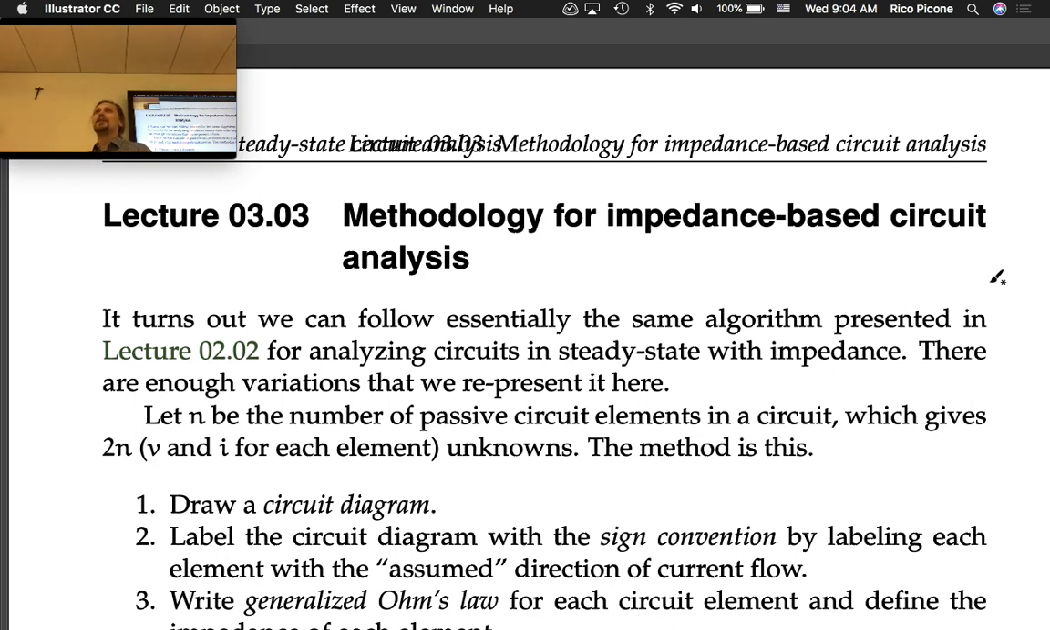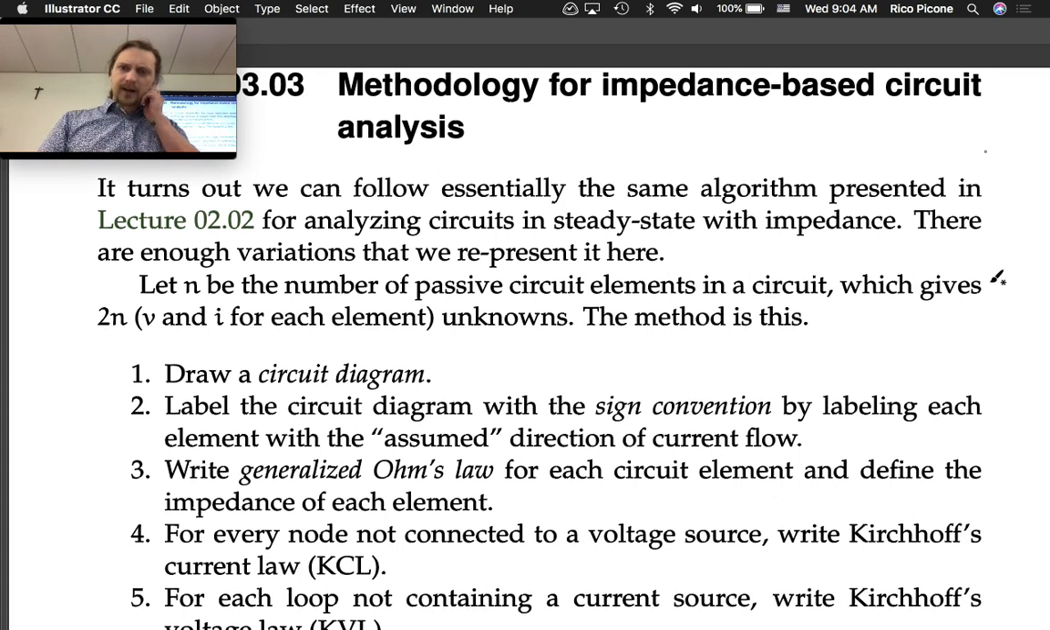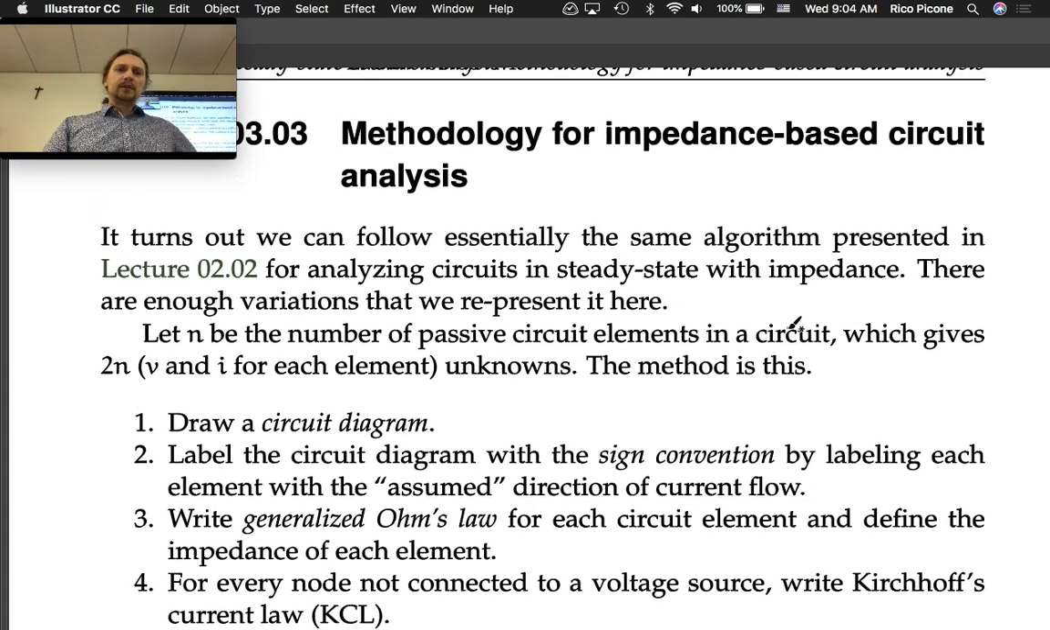We can do something very similar to that with impedance methods, but we won't have to solve a differential equation. So the algebra will be the part that we'll have to do at the end. Instead of being real algebra, it'll be complex algebra, but not too bad. Okay. Good. There are enough variations that we represent it here.